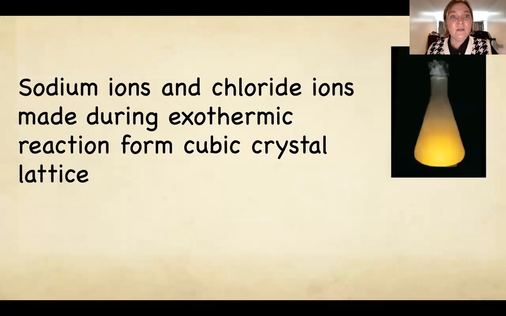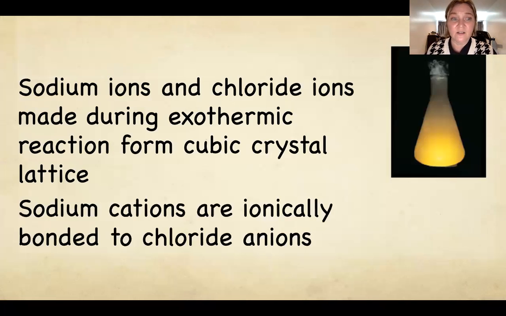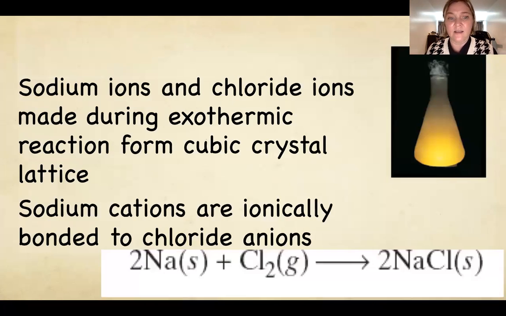Okay, so let's break down what just happened. The sodium ions and chloride ions are made during an exothermic reaction. They form a cubic crystal lattice. The sodium cations are ionically bonded to the chloride anions. So we create positive sodium ions and negative chloride ions, and they form an ionic bond. This is the overall reaction.